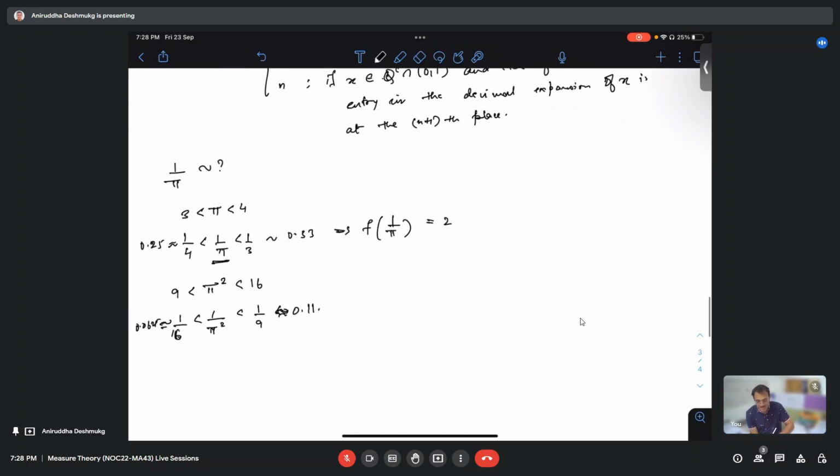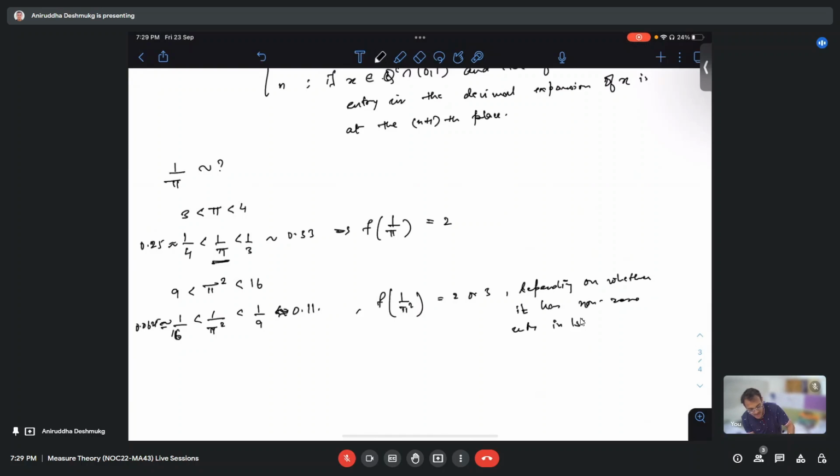Okay, so we'll have to see whether 1 over pi square has a non-zero entry in the first place or not. So f of 1 over pi square is either 2 or 3, depending on whether it has a non-zero entry in the first or second decimal place. And one can continue looking at it.